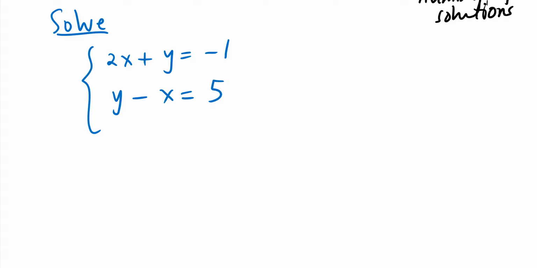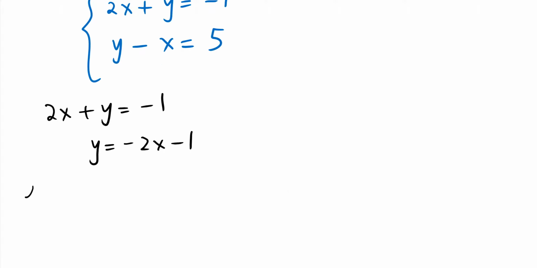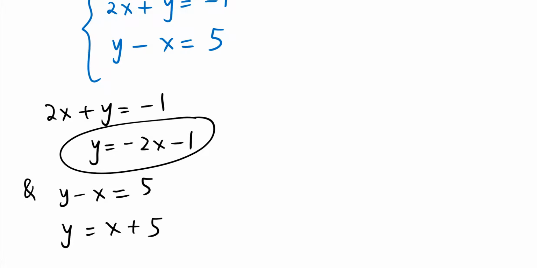So I'm going to graph the first straight line. Subtract 2x on both sides. I got y equals -2x minus 1. And for the second line, I'm going to rewrite it again, adding x to both sides. I get this. So I have two lines to graph. Let's try to graph them.